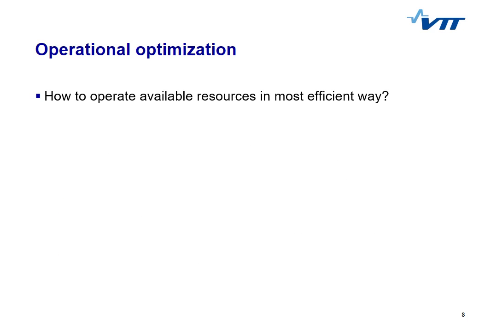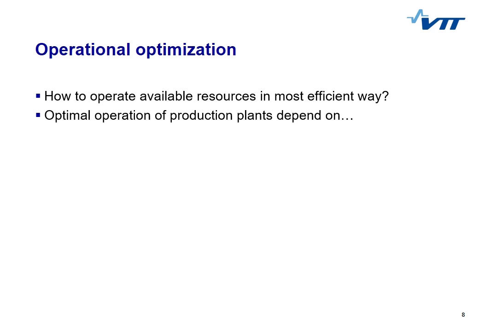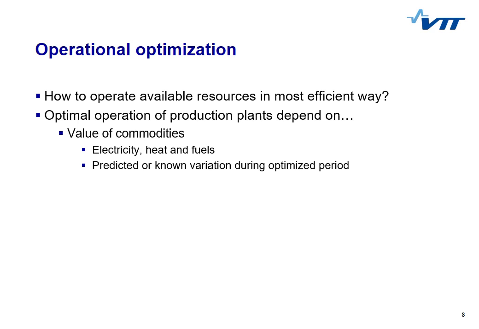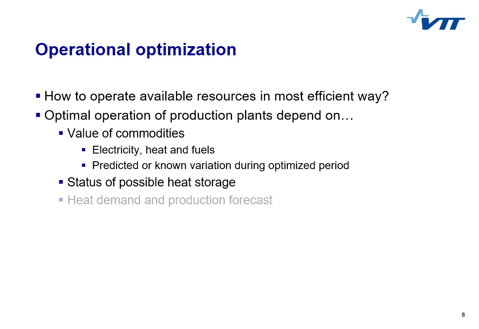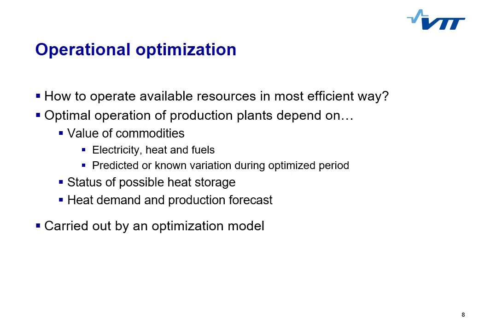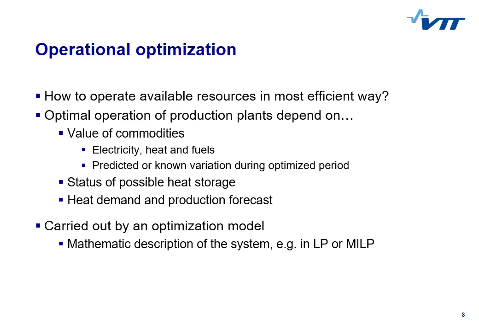Operational optimization tells us how to operate the heat production as efficiently as possible. This optimal operation depends on the following inputs: value of commodities, electricity, heat and fuel prices, and their predicted or known variation during the optimized periods. Status on the possibly available heat storages, that is the fill factor. Forecast of the heat demand and production by uncontrollable heat sources. The process is usually carried out by a dedicated optimization model, which is a mathematical description of the system, often implemented in linear programming or mixed integer linear programming. The model is usually run with hourly time steps.